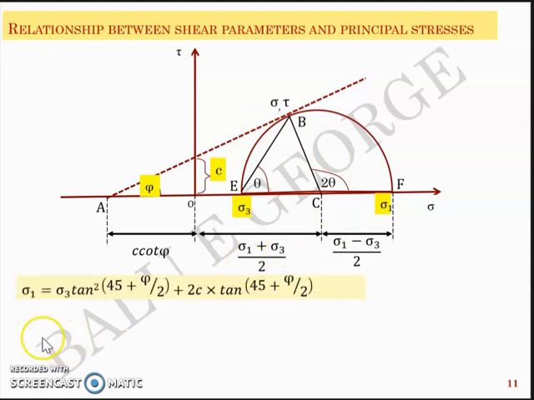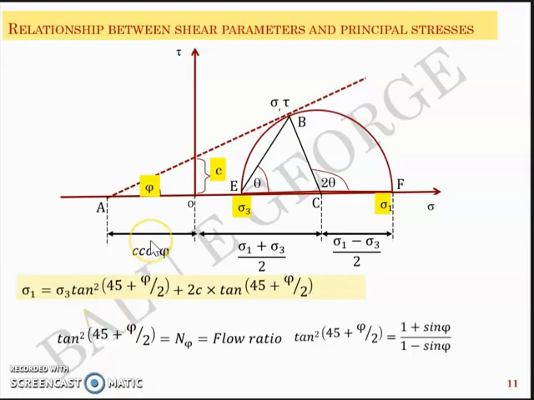A relation that you get connecting sigma 1, sigma 3 and the shear strength parameters from this detailed Mohr circle graph is sigma 1 equal to sigma 3 tan square (45 plus phi by 2) plus 2c tan (45 plus phi by 2). Sigma 1 is the major principal stress, sigma 3 is the minor principal stress, phi is the angle of internal friction, c is the cohesion. So c and phi put together are the shear strength parameters of the soil. The derivation of this equation is actually quite interesting from this graphical sheet, but it is not included in your syllabus. And the term tan square (45 plus phi by 2) is called the flow ratio in phi.